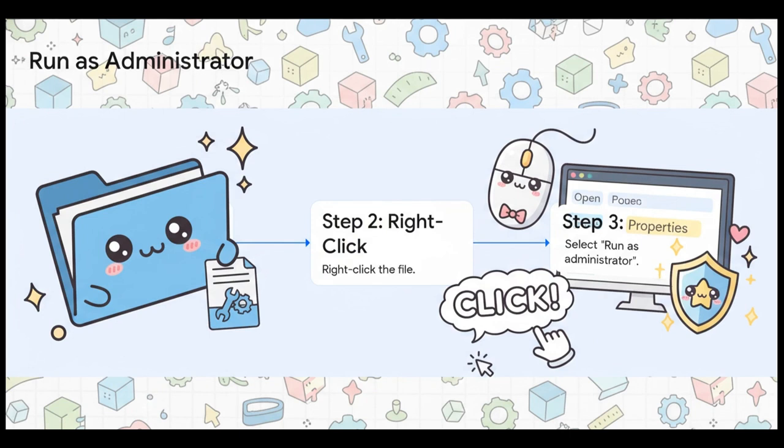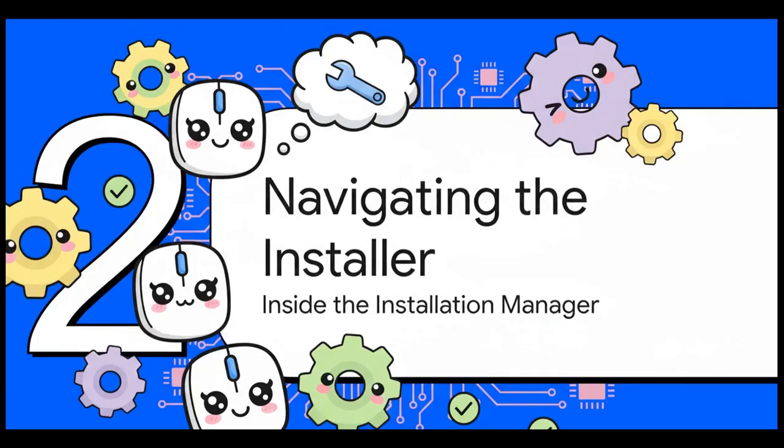Just find that installer file you downloaded, give it a right click, and then make sure you select Run as Administrator. Whatever you do, don't skip this. It is the absolute key to a successful install. Okay, with that prep work done, let's get into section 2.